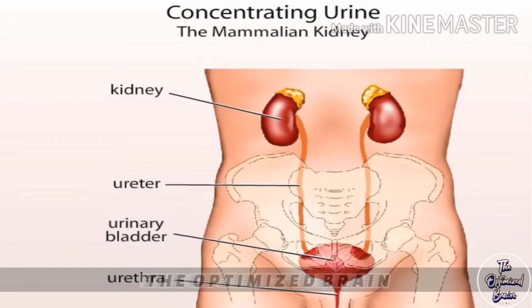The major excretory organ of mammals is the kidney. Humans have two kidneys located in the upper rear region of the abdominal cavity. The urine they produce is conducted to the urinary bladder through the ureters. The urethra drains the bladder.